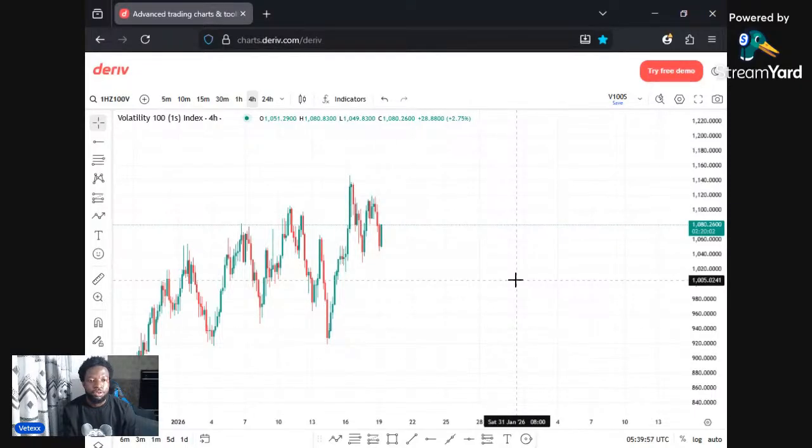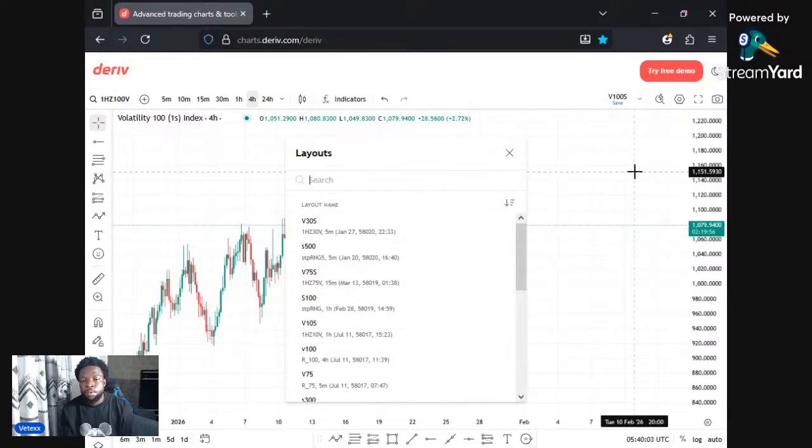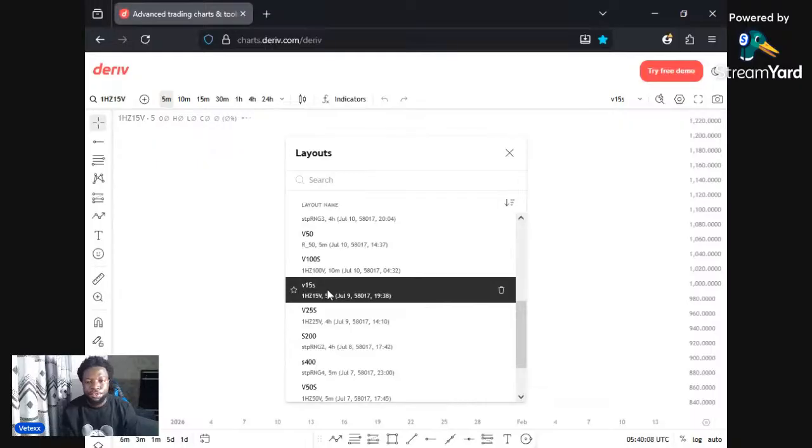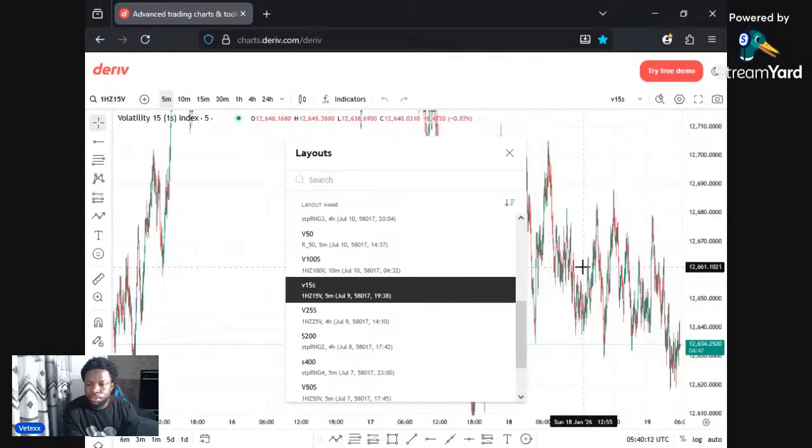So currently there's no continuation, there's no setup on the 101s. The next pair to look at is volatility 15 index. That's the next on our watch list, volatility 15 index.